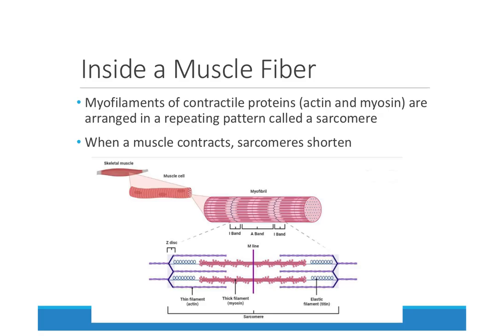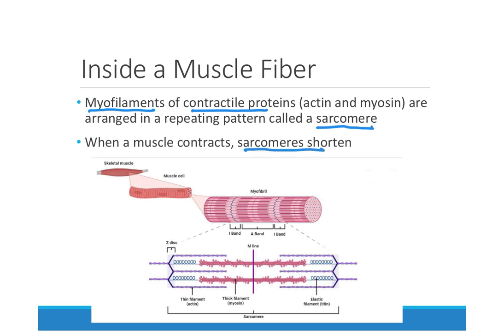Inside an individual muscle fiber, you have filaments of protein known as myofilaments. And these are what actually do the contracting. And we'll have a second video on how this whole contractile system works, how actin and myosin are arranged and are activated to contract. But just to introduce it, I wanted to let you know that the contractile unit inside a muscle cell is called a sarcomere. And when the muscle contracts, individual sarcomeres shorten.